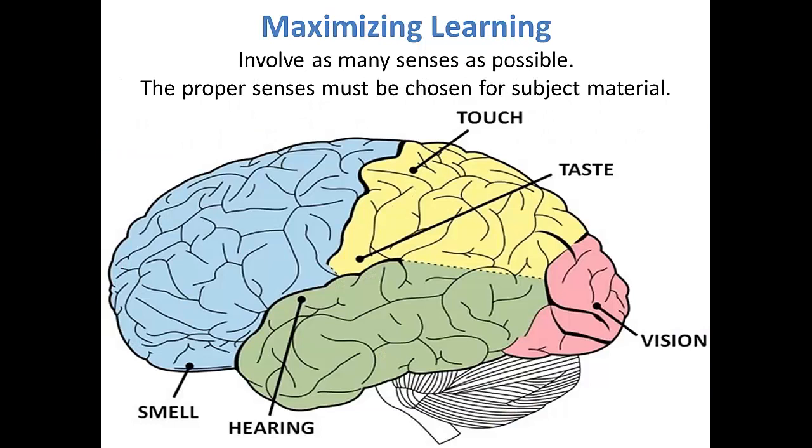The 5 senses are spread throughout the brain. By engaging more of the senses, more of the brain is used. Therefore, we need to involve as many senses as possible. But can we ask a math student to smell a calculation or a history student to taste a battle? So the proper senses must be chosen for the subject material.